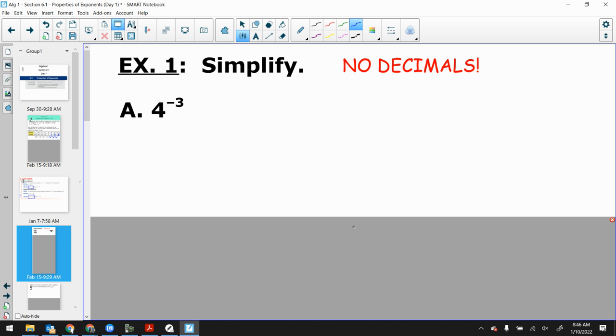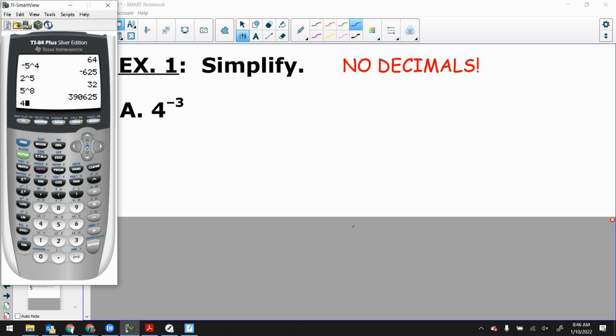All right, let's do some examples of this. So I've got 4 to the negative third power. Now, look what it says up in red up top. No decimals. I don't want you guys just going, oh, 4 to the negative third power, and then just giving me that decimal. I will not accept that decimal. I want it as a fraction.